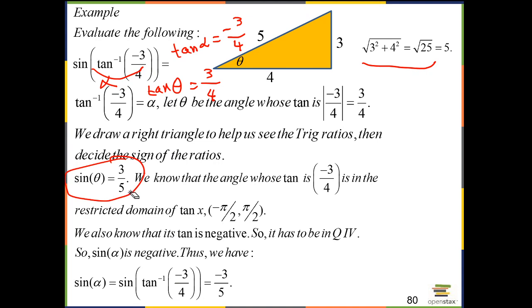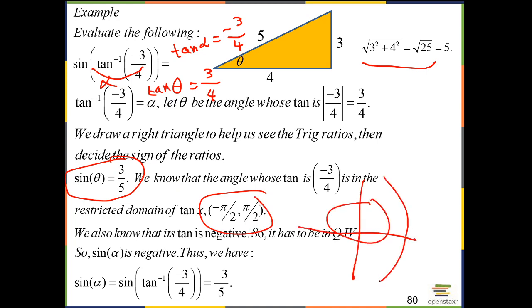Now we have to figure out the alpha. Where is alpha? Well, we know that the angle whose tangent is -3/4 is in the restricted domain of tangent, which is this area. Again, we are working with this area here. We're looking for an angle here. But also, we know that its tangent is negative. So if the tangent is negative, it has to be, again, over here. So alpha is over here, because the tangent is negative. And over here, we know sine is negative. So that means we have to put a negative here, and that's the answer.